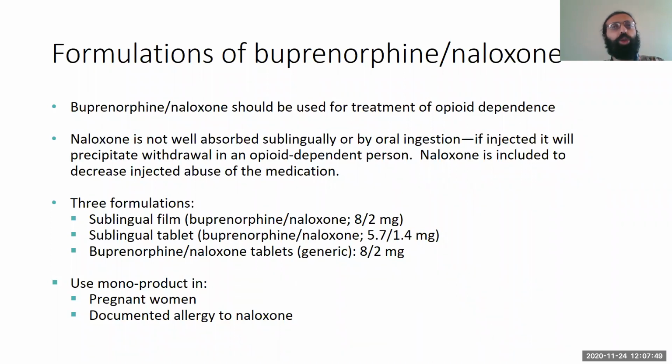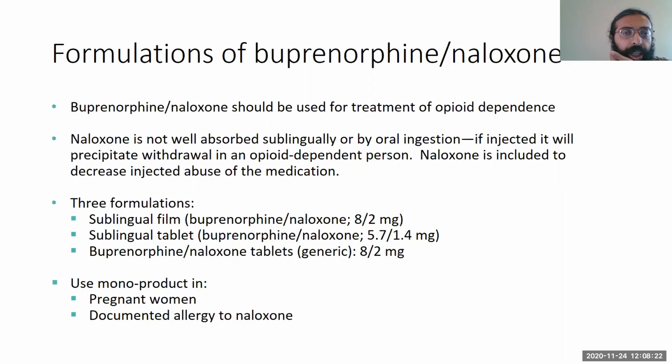However, if someone decides to misuse the prescribed medication by injecting it or even snorting it, that naloxone, which is a powerful opioid antagonist, will kick in and cause withdrawal. That's really why naloxone is added. It's included to decrease the injective misuse of the medication. The only times we use the buprenorphine mono product without naloxone are in pregnant women, and if someone has a documented allergy to naloxone, just to be safe, we avoid it. But otherwise, we use the combination.